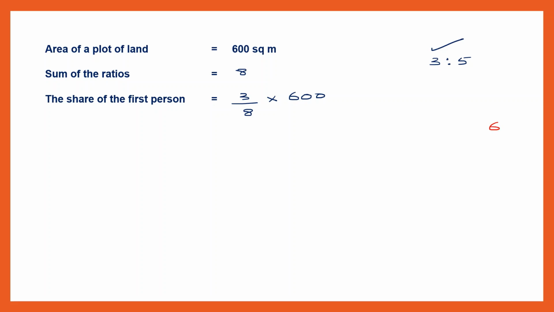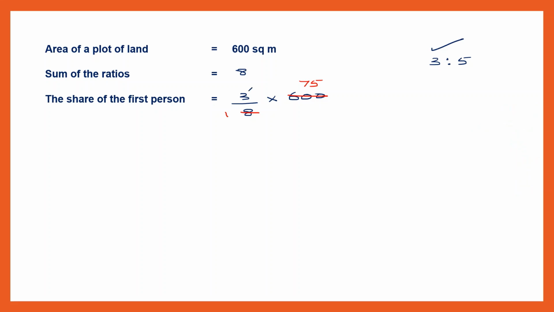So 600 divided by 8. 8 sevens are 56. Minus, now let's do this. 10 minus 6 is 4. 0. 8 5s are 40. So we've got 75. That means 8 1s are 8. 8 into 75 is 600.